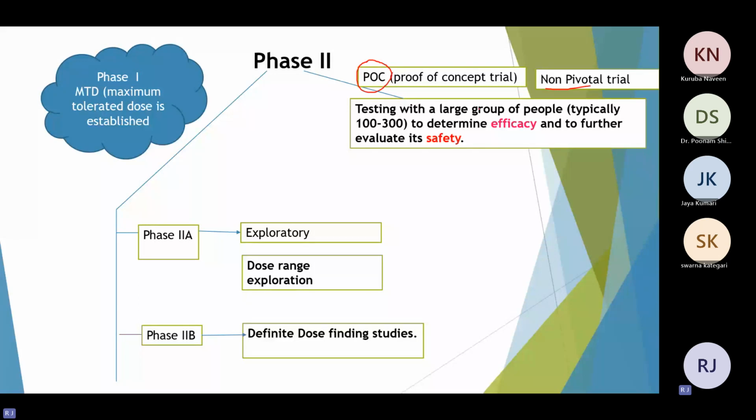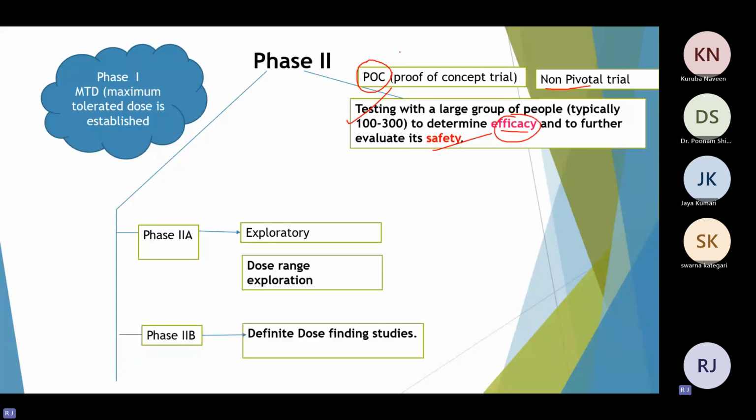And third thing is, it is tested in a large group of people, typically 100 to 300. In phase 1, what I said, less than 100, right? Here 100 to 300. And what we do in this phase 2, we determine efficacy and safety. In phase 1, what we did, we determined safety, PK, and maximum tolerated dose. We did not determine efficacy. Just remember, this is the first time we are going to determine efficacy.